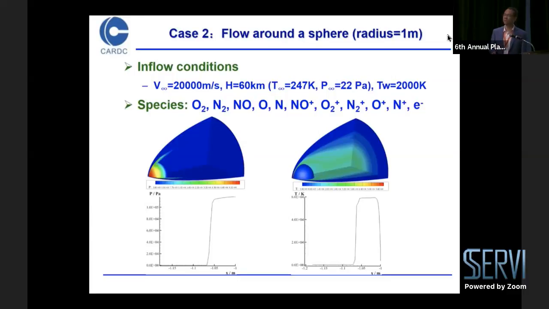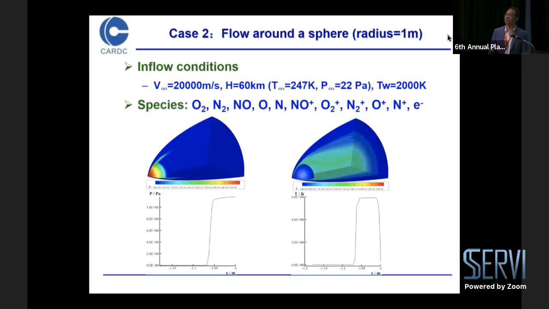Case 2 is the flow around an asteroid. We assume its shape is a sphere with a radius of 1 meter. In the flow condition, the velocity of the free stream is 20 kilometers per second, and the flow condition corresponds to an altitude of 60 kilometers. We use the 11 species air model.